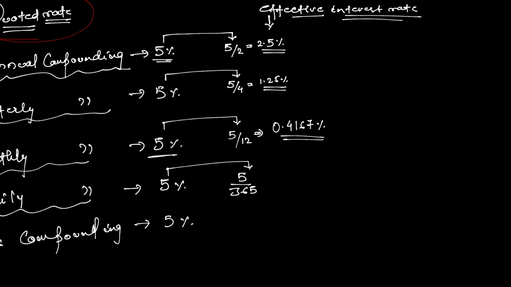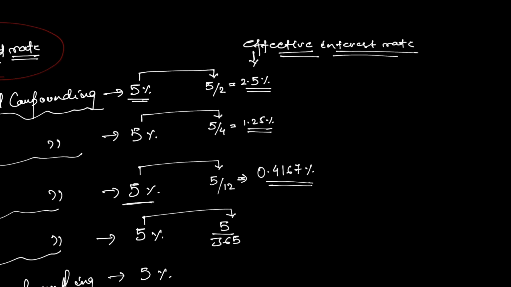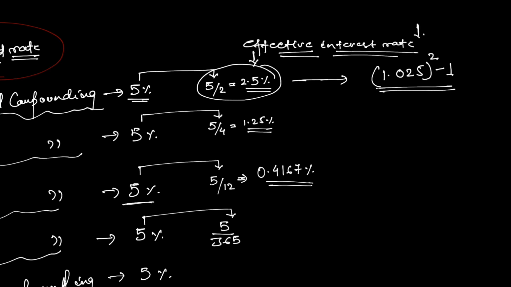Now if I say you have to convert these effective interest rates from one tenure to another tenure, what have we discussed? We play with power. So if I ask you to convert the 6-month effective interest rate of 2.5% to the 1 year effective interest rate, what will you do? You will play with power: 1.025 raised to the power 2 minus 1. This will be the effective interest rate of 1 year, because you are moving from the effective interest rate of 6 months to the effective interest rate of 1 year.